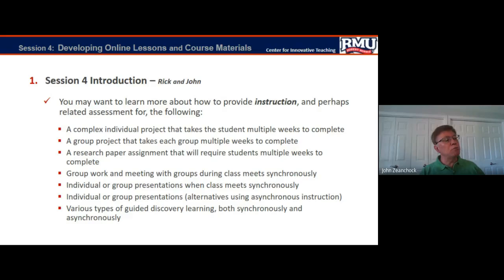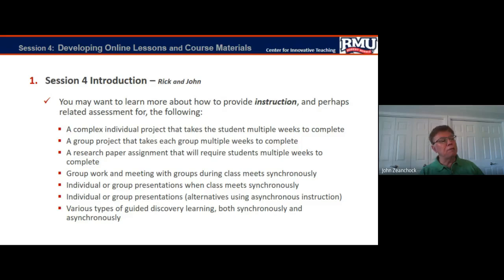Second, a group project that takes each group multiple weeks to complete. And I think somebody had already mentioned the fact that how do you deal effectively with groups and how do you use software to facilitate groups? So that is a whole seminar in and of itself that we could potentially put on as well.